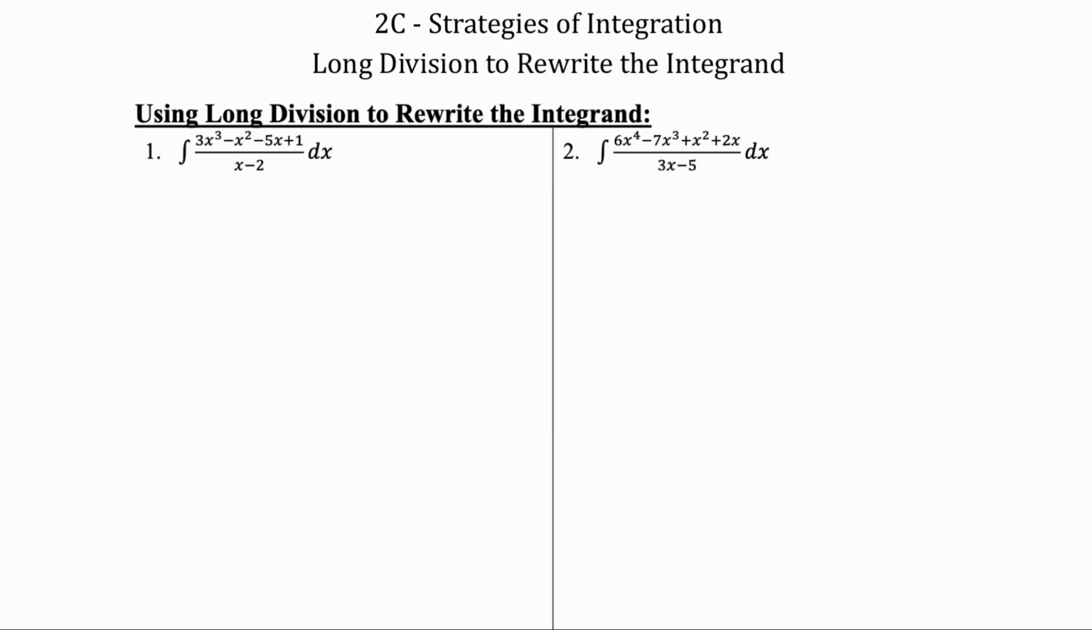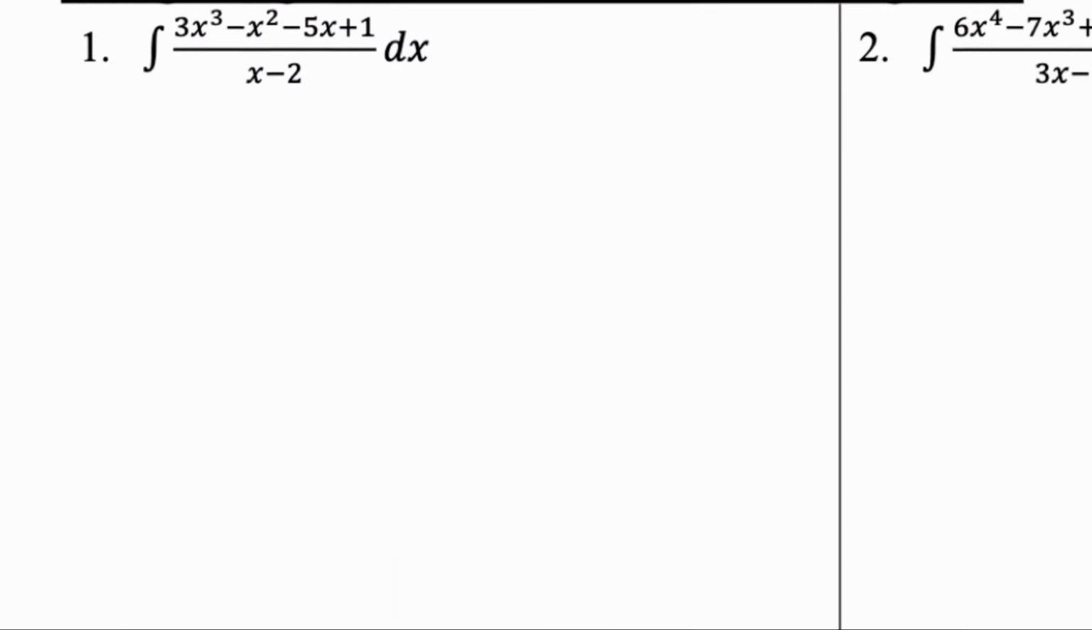Another strategy of integration other than u-substitution would be to use long division or synthetic division to help rewrite the integral. So don't write what I'm about to write down because it's not going to work. But the idea behind this is if we were to use substitution, our likely candidate would be that numerator. We'd have u = 3x cubed minus x squared minus 5x plus 1. And when we find the derivative of that, we end up with 9x squared minus 2x minus 5, and it's that whole thing times dx.